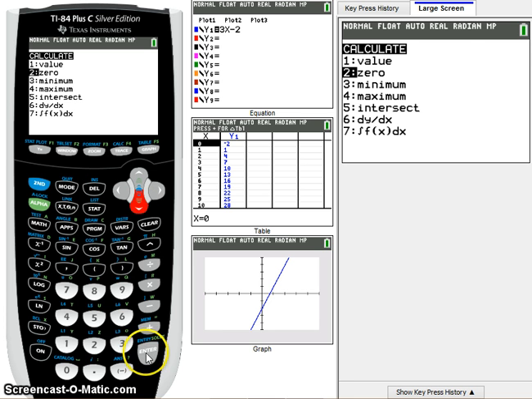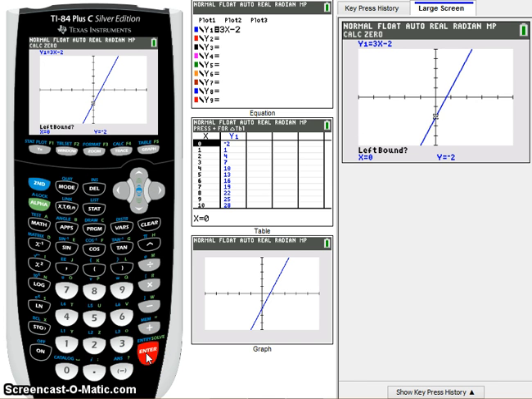When I hit enter, I go back to the graph, and you will see that it found the first zero, which is the location of the graph crossing the y-axis. It says right here, what it tells me is left boundary x equals 0. At that point, y equals -2. You'll see what that means in just a moment.